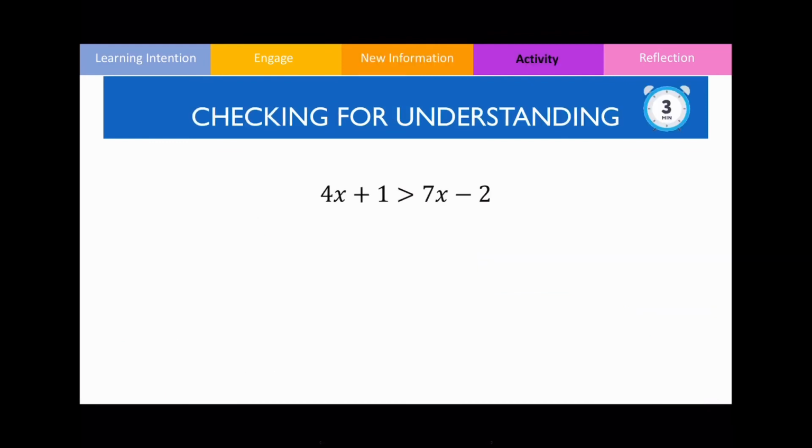Alright guys, what I want you to do right now is, using the examples I've shown you previously, have a go at answering this question over here. Give yourself 3 minutes and then compare your answers with my answers. If you have done this successfully, what you would have done is keep x on the left-hand side of the equation.